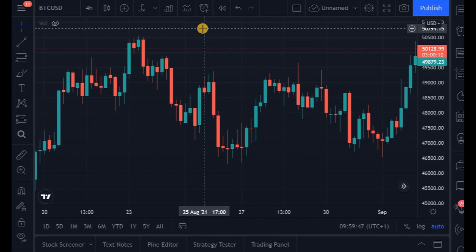I'm going to walk you through these three stages on how to identify the trend of an asset, the momentum of an asset, and also the volatility of an asset.